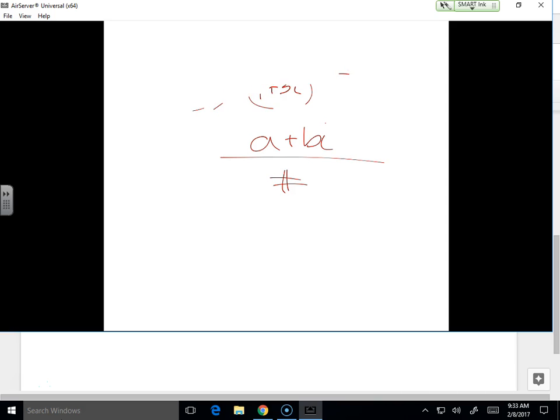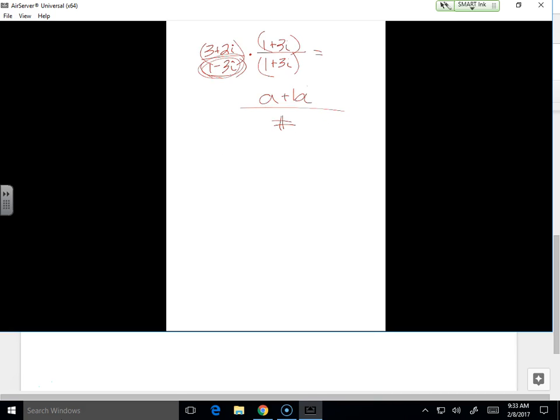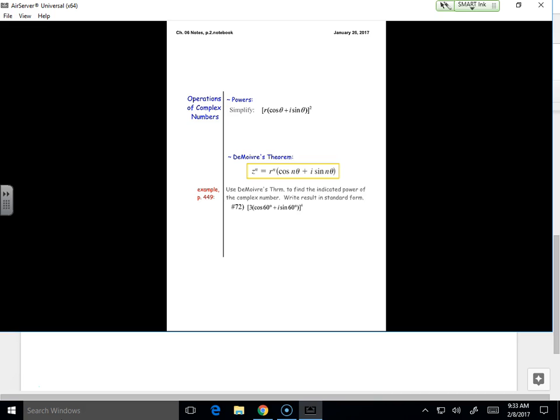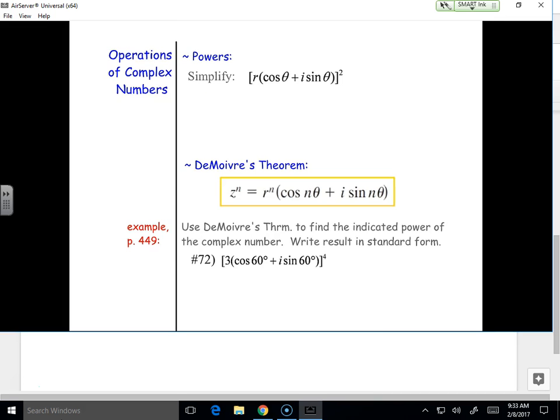Multiplication would be a little bit easier, but we would get I squareds that we would have to substitute and plug in for. So once again, we can do some of this in standard form, but maybe trig form is easier, and we're about to get to stuff that trig form is the only way. Powers.